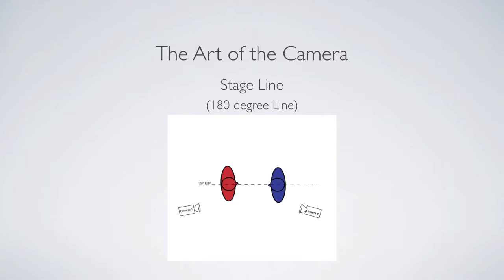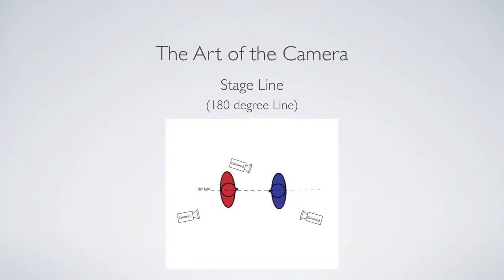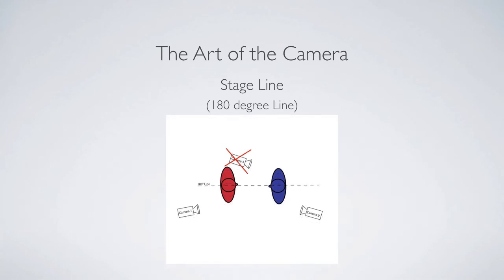What you don't want to do, again, the rule is camera 3 jumps the stage line. That's what we call it, jumping the 180-degree line. Because what's going to happen now is that both characters are going to be looking the same direction off screen. So it doesn't look like they're looking at each other anymore. It looks like they're gazing off in the distance together.